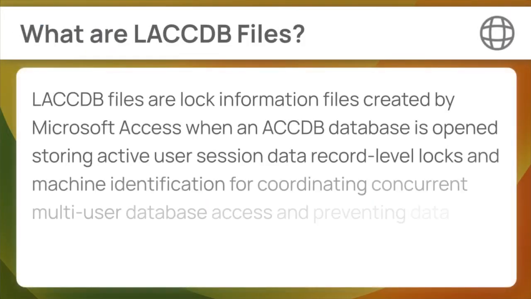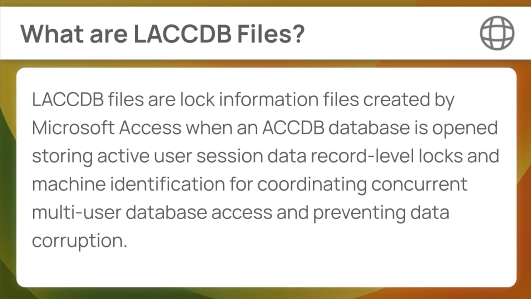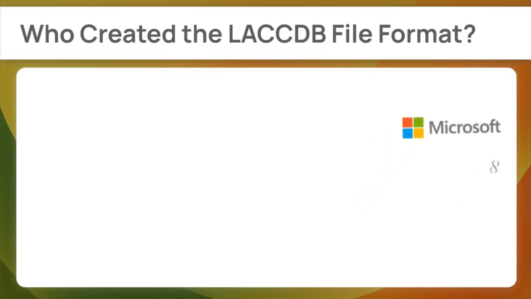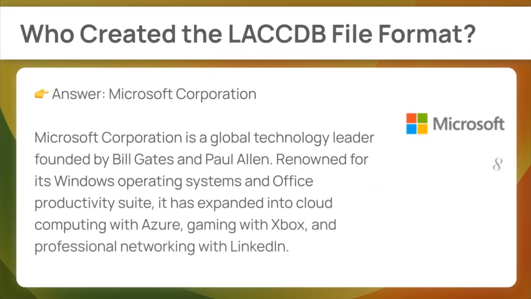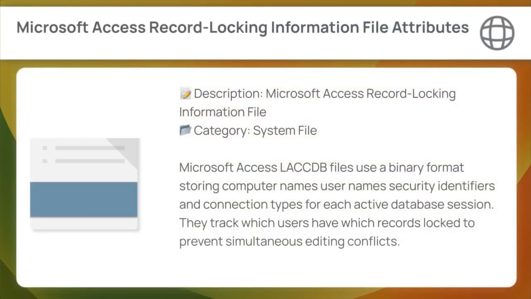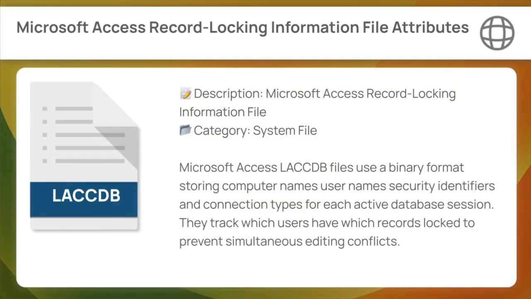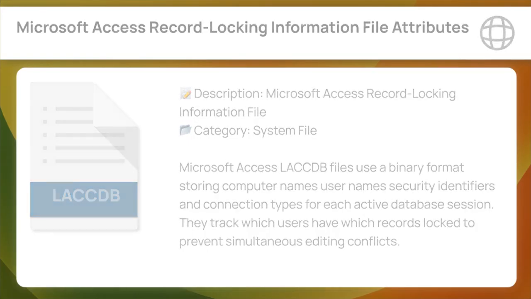LACCDB files are lock information files created by Microsoft Access when an ACCDB database is open, storing active user session data, record level locks, and machine identification for coordinating concurrent multi-user database access and preventing data corruption. Microsoft Access LACCDB files use a binary format storing computer names, usernames, security identifiers, and connection types for each active database session. They track which users have which records locked to prevent simultaneous editing conflicts.